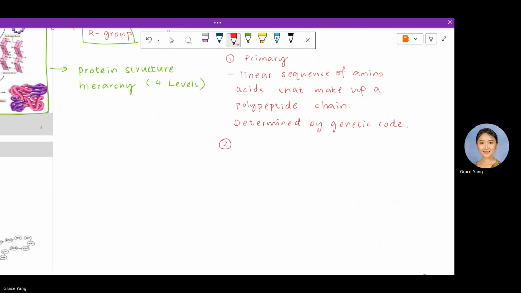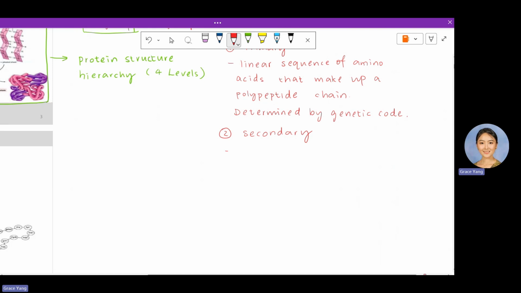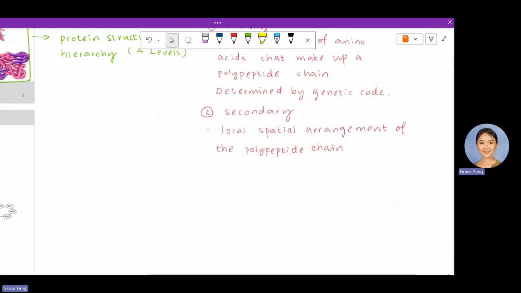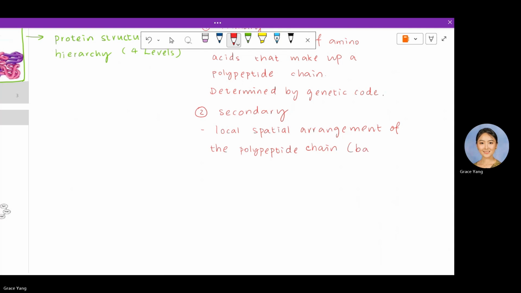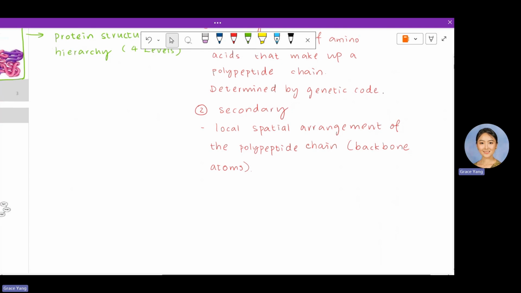All right, moving on to the next level, which is one level higher. So we're moving from primary to secondary now. Secondary structure of proteins refers to the local spatial arrangement of the polypeptide chain. If you want to give more detail, you can include the backbone. Backbone pretty much just refers to the constant part of the amino acids. So when they interact, that forms the secondary structure of the protein.